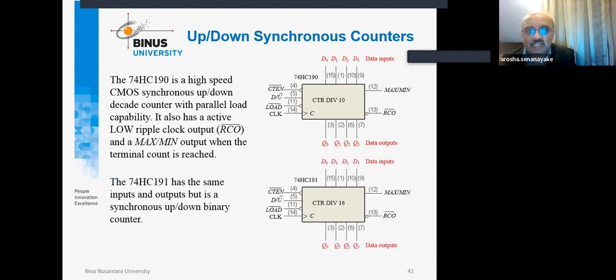In that manner, of course, you can find different types of ICs available in the market, and you can purchase and utilize them depending on the necessity. In that way, you can use them for different applications. In this case, the first one is a synchronous up-down decade counter with parallel load capability, with ripple clock input and output when the terminal count is reached. Also very important, the max/min is for that.